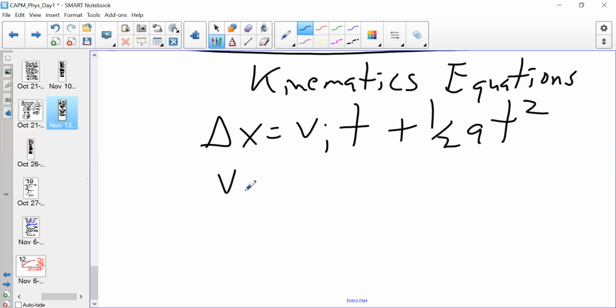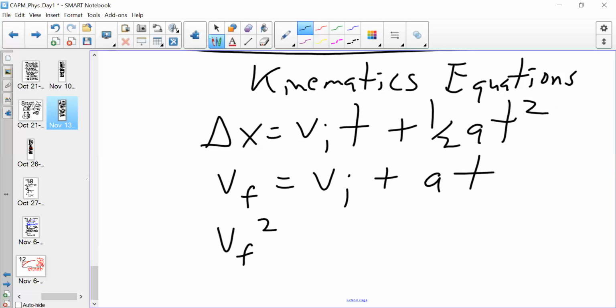We got another equation for final velocity. V final equals V_i plus acceleration times time. And we had a third one, V final squared equals V_i squared plus 2a delta x, 2 times the acceleration times delta x, which is the displacement.